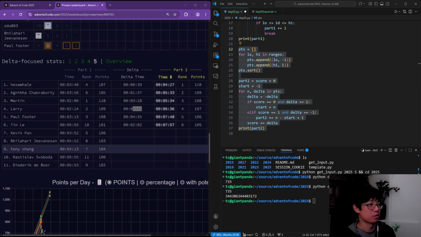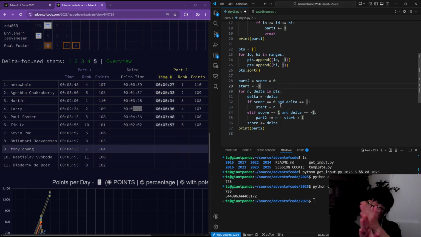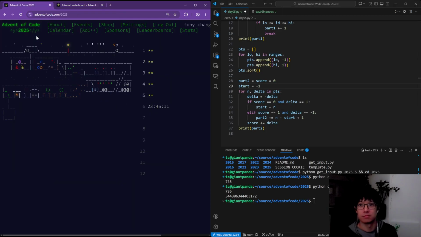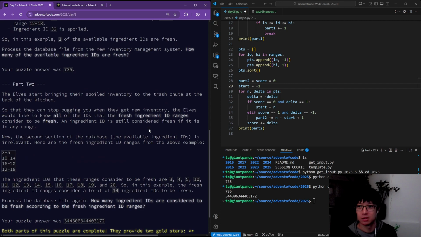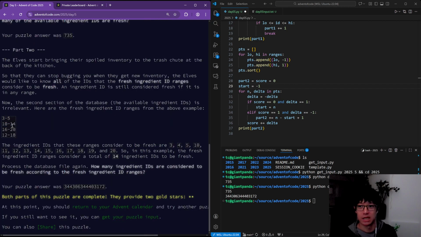Let's see. Is there much to say about this problem? The only thing notable about this problem is, right, I had to flip this. We're using a stack, right? So every time we open a range, we increase the stack value. And as long as our stack is above 0, we're in the range. I guess I should have the problem up.